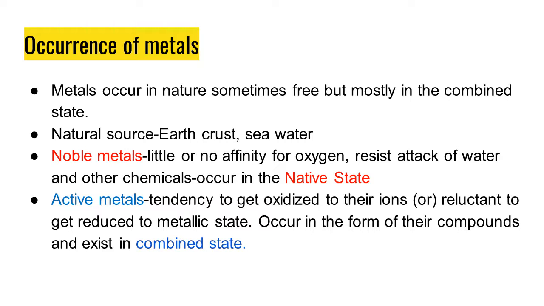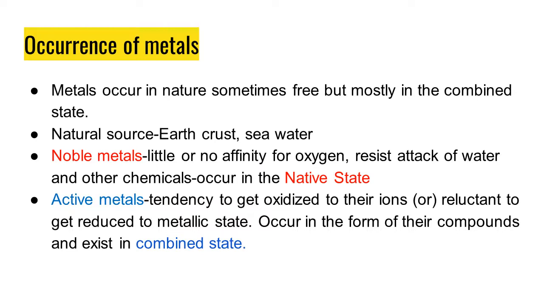Now let us see how these metals are present in the environment. They are mostly in the combined state, that is as their compounds, but sometimes in free state also, that is purely as a metal. Earth crust is the biggest source of these metals, and next to the earth crust we have sea water where some soluble metals are also present.